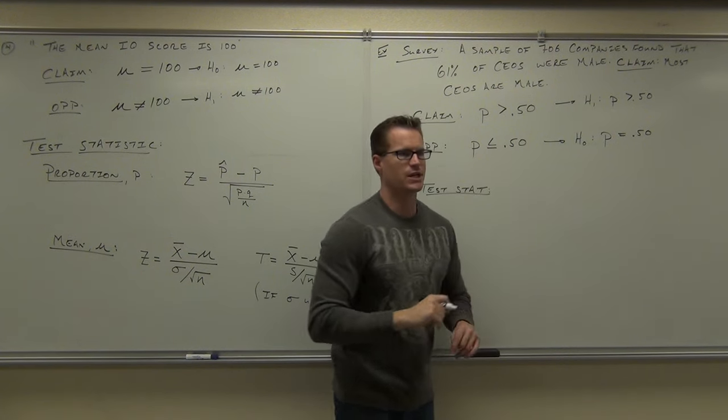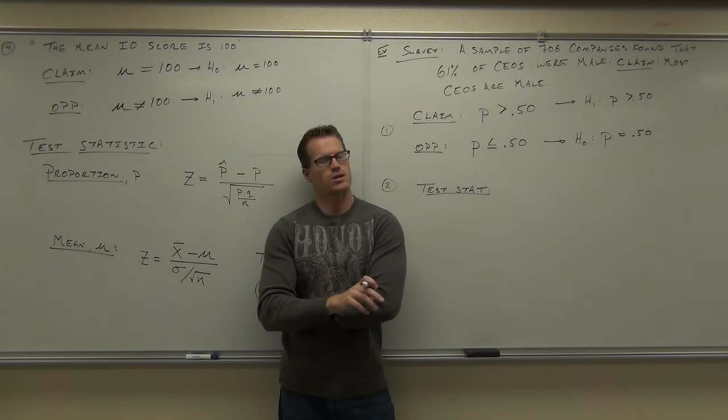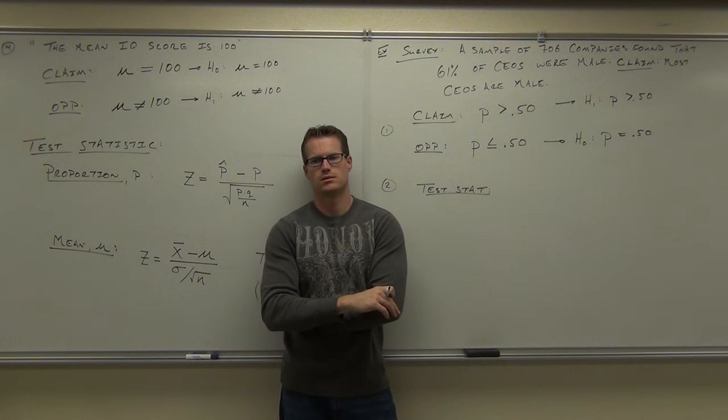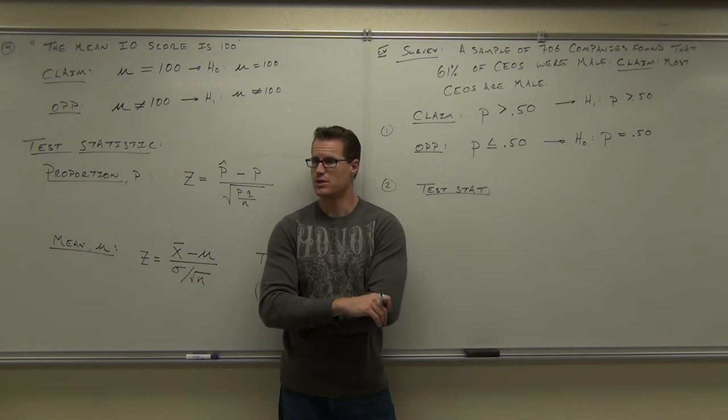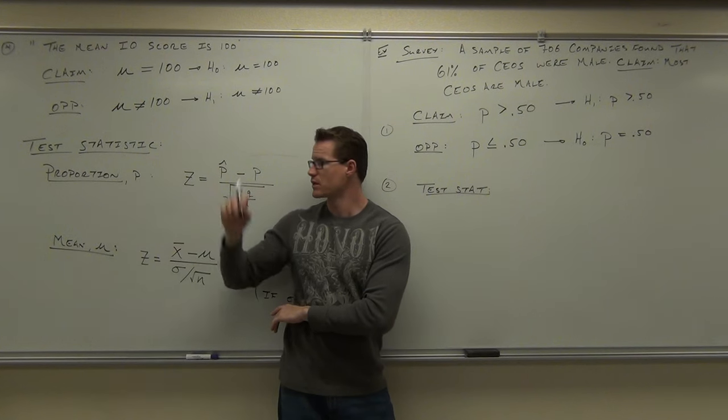Will we be using a z-score or a t-score, and why? Z-score. Yeah, absolutely. Why a z-score? Why a z-test statistic? Yeah, proportions. It's the only one we got for proportions, right? There was no t over here.